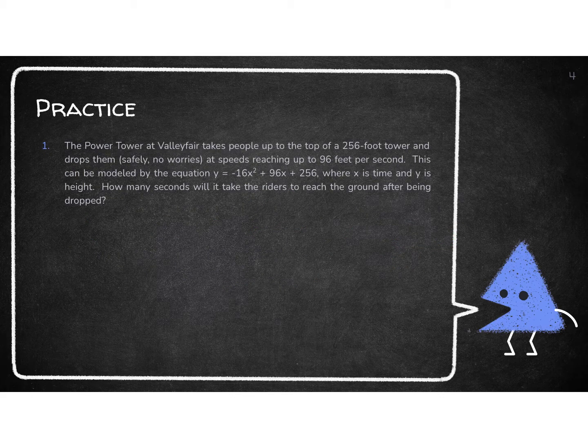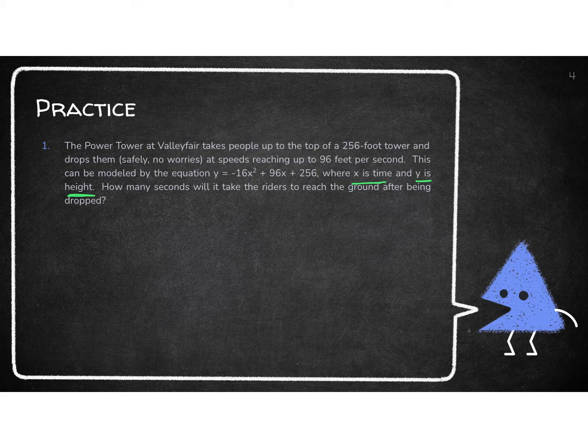So let's look at this first example here. The Power Tower at Valley Fair takes people up to the top of a 256-foot tower and then drops them safely at speeds reaching up to 96 feet per second. This can be modeled by the equation y equals negative 16x squared plus 96x plus 256, where x is the time and y is the height. We may or may not need that, but that's usually something really important. So I'm just underlining it. X is the time, y is the height.